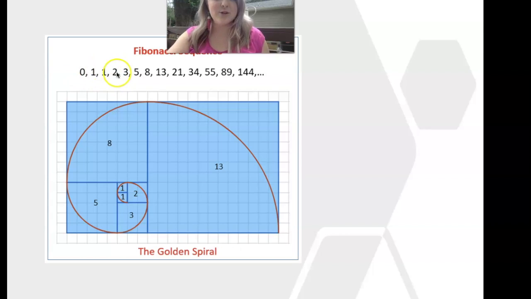So now we've got 1 plus 1 equals 2. 2 plus 1 equals 3. 3 plus 2 equals 5. 5 plus 3 equals 8. 8 plus 5 equals 13. 13 plus 8 equals 21. 21 plus 13 equals 34. 34 plus 21 equals 55. 55 plus 34 equals 89. 89 plus 55 equals 144, and it just keeps going and going and going.